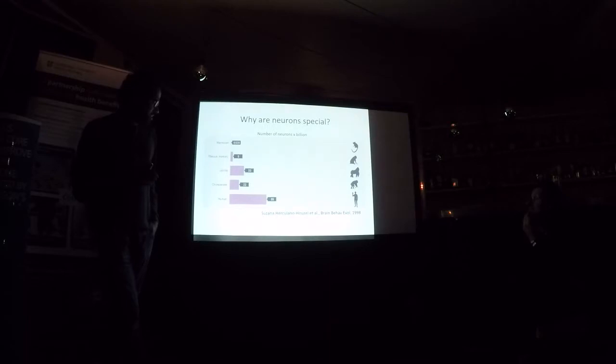The final thing here, as to why neurons are special, is that this is a particularly human problem as well. Just to give you an idea, we have almost 3 times as many neurons as our nearest relatives, a gorilla and a chimpanzee. This is just a number of neurons expressed as a factor of 1 billion.